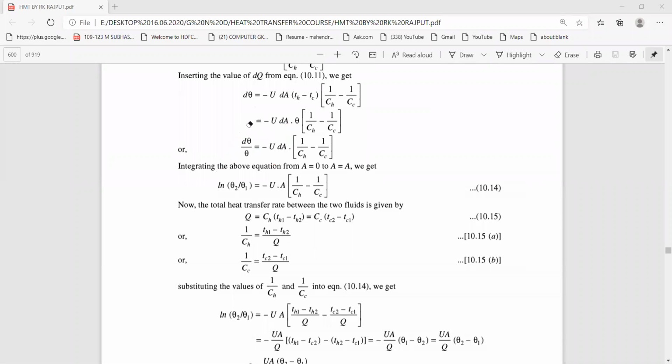Now upon integration, you will get ln of theta 2 by theta 1, because the upper limit is theta 2 and the lower limit is theta 1. Using the logarithmic property, log x minus log y equals log x by y, this equals minus U times A as it is.